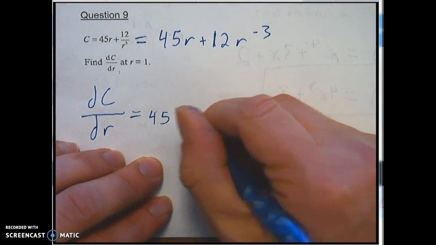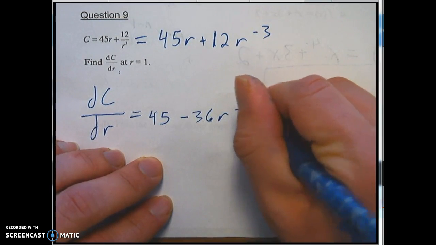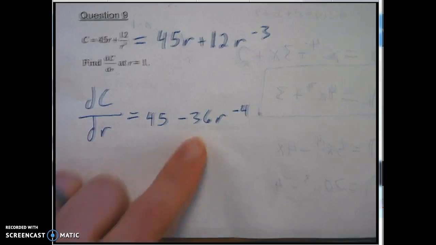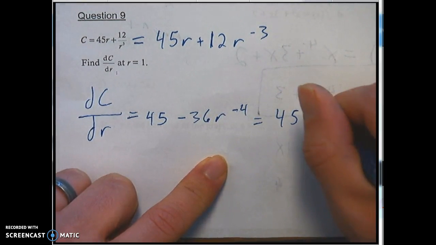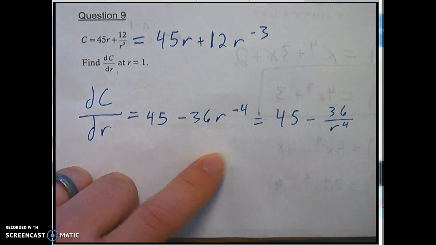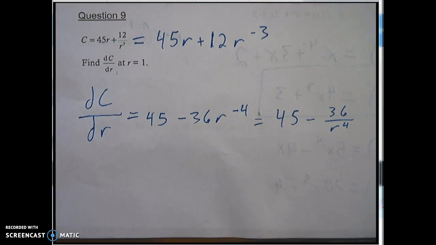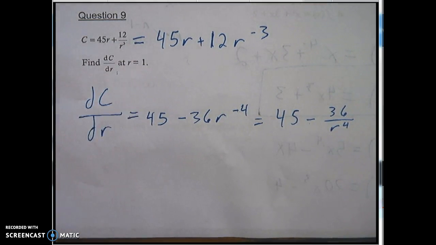Negative 3 times 12 is negative 36, r, subtract 1, that's negative 4. I think that looks ugly. I like to rewrite that as 45 minus 36 over r to the 4th, like that. But that's no good. We've got the gradient function here, but it's no good unless we're trying to find a gradient. We want to know the gradient at r equals 1.